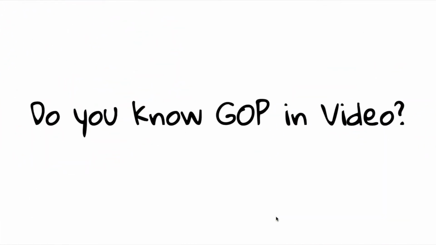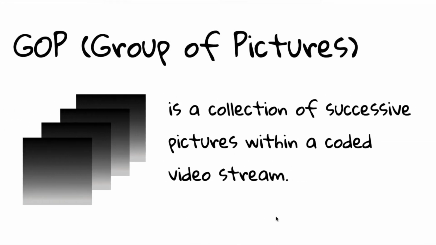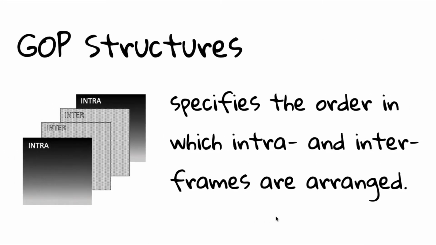Do you know GOP in video? GOP, or group of pictures, is a collection of successive pictures within a coded video stream. GOP structure specifies the order in which intra and interframes are arranged.